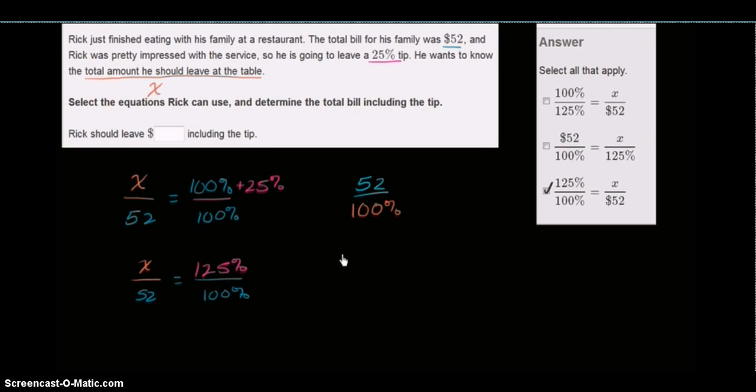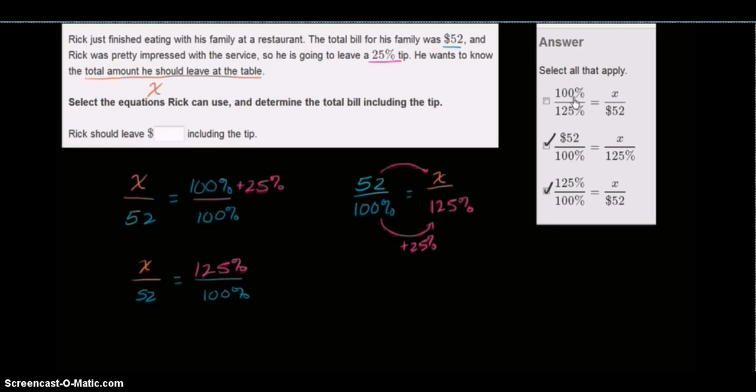The total bill is 100%, and this ratio should be the same as the ratio between the actual amount we're paying and 125%. So you increased this by 25%, well, you're going to have to increase this by 25% as well to get the actual amount that you're paying. So this makes sense as well.